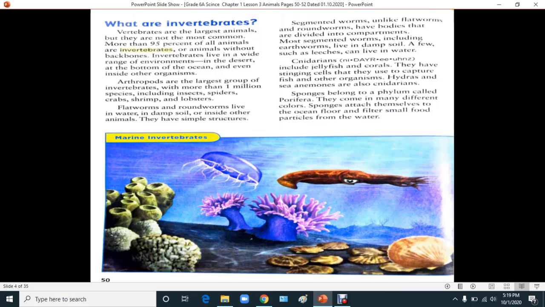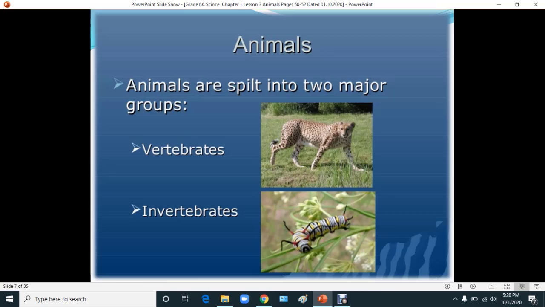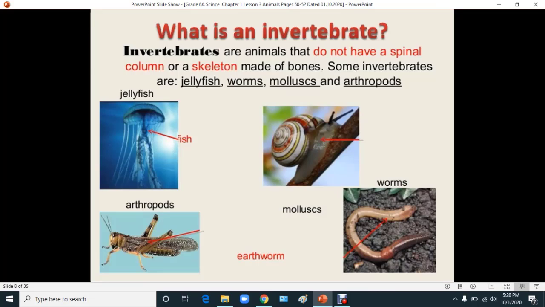The first thing we are talking about is the invertebrates. As we discussed in the last part of the lesson, where we were talking about the vertebrates, which are the largest animals, but they are not the most common. More than 90% of the animals are invertebrates, and here you are finding that animals without backbones are called invertebrates. Invertebrates live in a wide range of environments: in the desert, at the bottom of the ocean, and even inside other organisms.